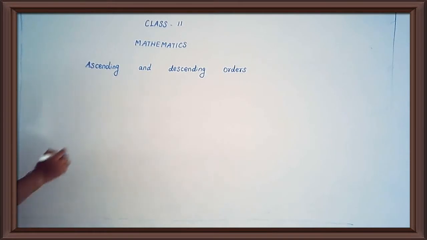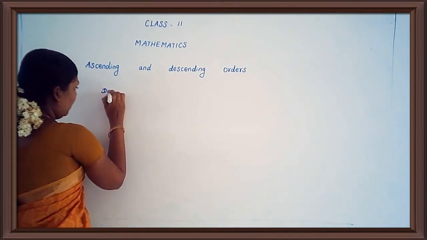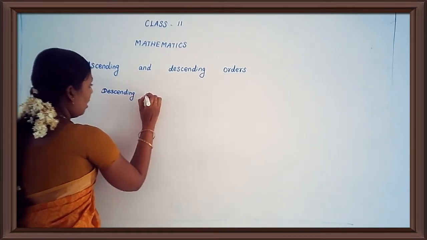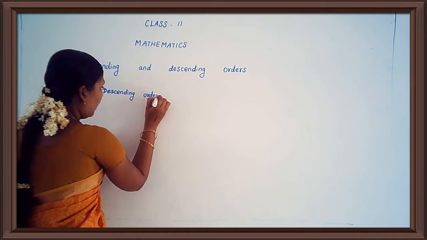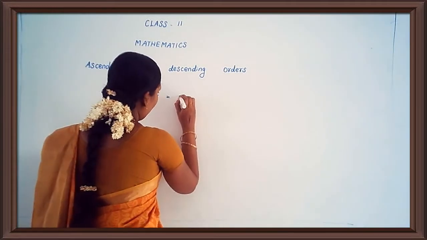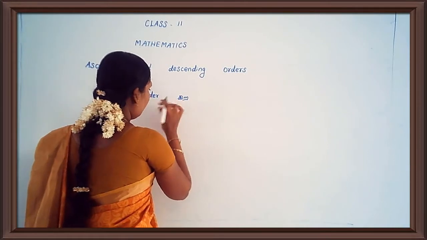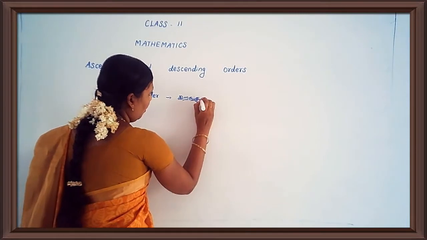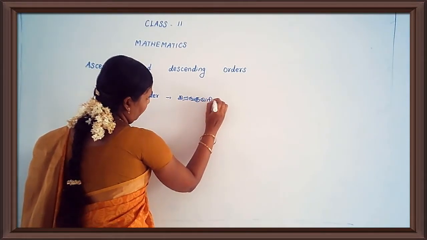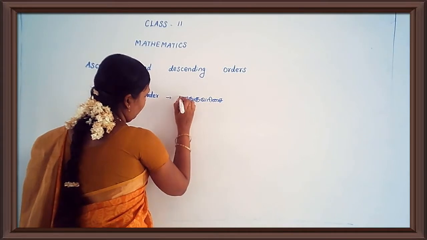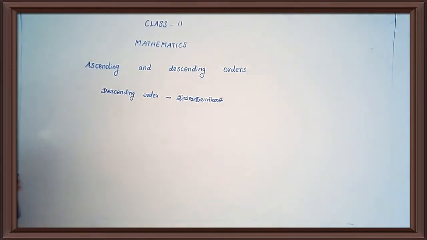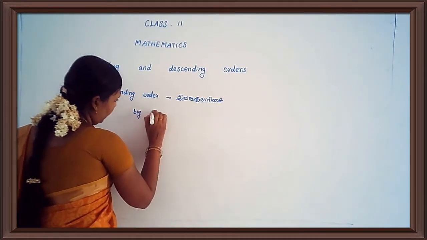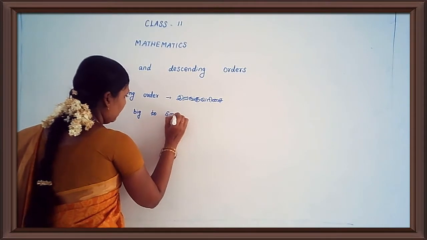Then descending order. Okay, shall we see the descending order? D-E-S-C-E-N-D-I-N-G, descending. O-R-D-E-R, order, descending order. What is the meaning for descending order? Irangu varisai. Descending order means we have to arrange the numbers big to small. Big number to small number.